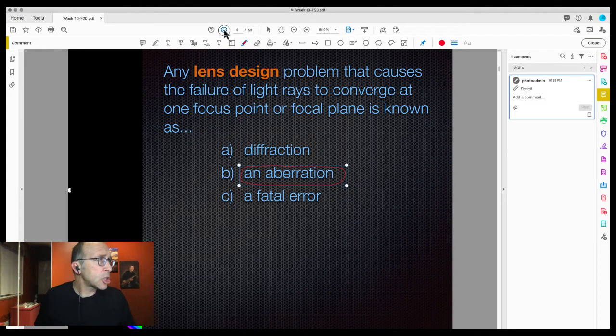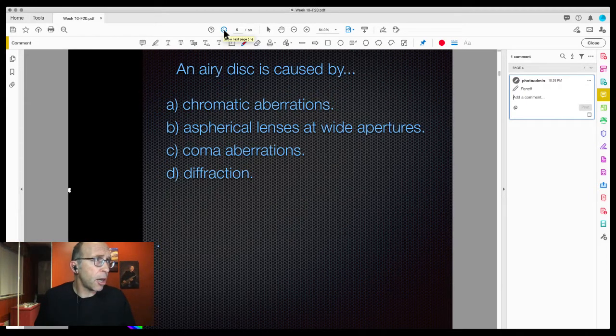So next page. An airy disk is caused by, so this is from last week, so hopefully you know what an airy disk is. This week we do have a live session planned for week 10. So if you're not sure about airy disk and some of these aberrations, that's a good time for you to ask some of those questions. But anyways, what causes an airy disk? Is it chromatic aberration, spherical lenses, coma aberrations, or is it diffraction? And the answer here is also diffraction.